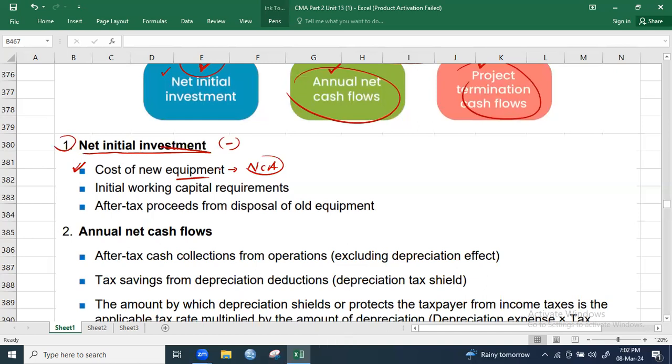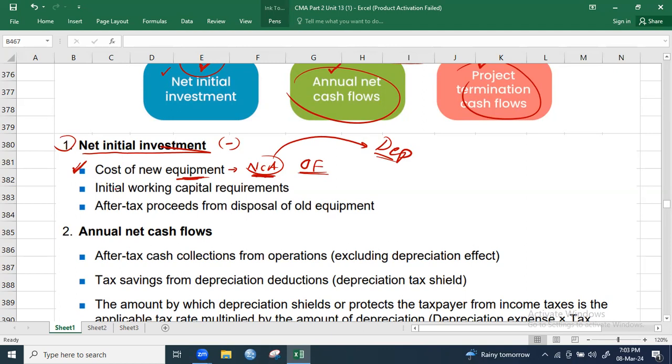Cost of new equipment. And in an exam question, he will tell you, for example, the company is going to buy a machine or maybe a plant, and the cost of the plant is, let's say, $100,000 or $200,000. That is what is called cost of new equipment. Obviously, it is going to be your outflow. And we always assume this equipment is a non-current asset, and in future we will depreciate it, so the depreciation effect will come. So the first thing is the cost of new equipment.